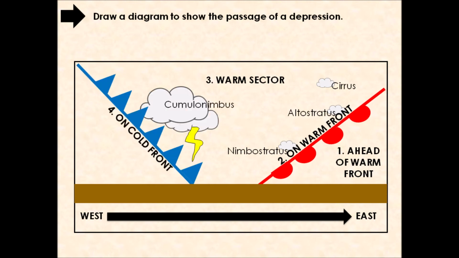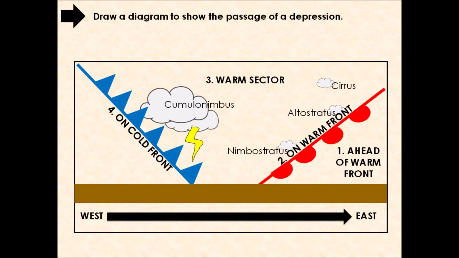When we then get to the 4th stage of a depression, we are then talking about being on the cold front. And the cold front on a synoptic chart is indicated by a blue line with triangles on that represent like your icicles. So this is your cold front here. Now, when you're on your cold front, you potentially are going to see very large clouds beginning to form, and we call these cumulonimbus clouds. These are your rain clouds, okay?